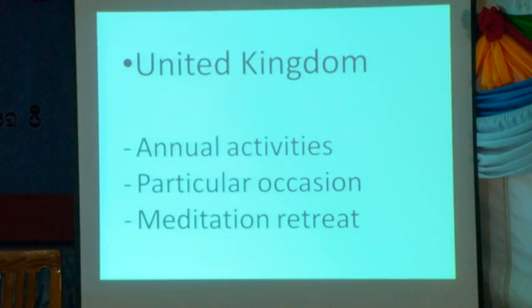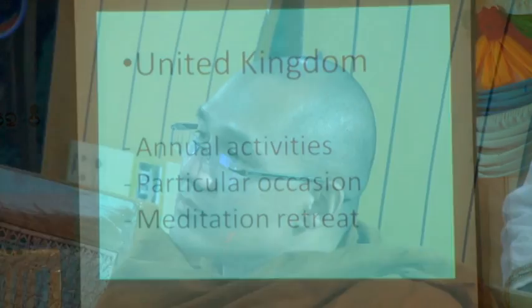So, to begin with, I would like to start with the important missionary activities of Pra Ajahn Khammai in Britain first. To make it clear enough, I will divide it into 3 categories, like in the slide. The first one is the annual activity, the second one is the particular occasion activities, and the last one is the meditation retreat.